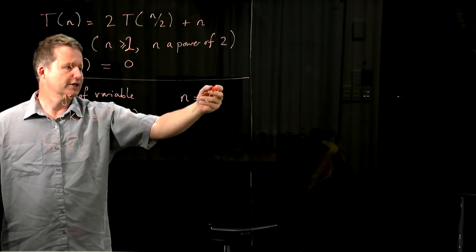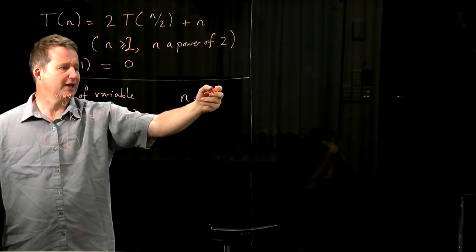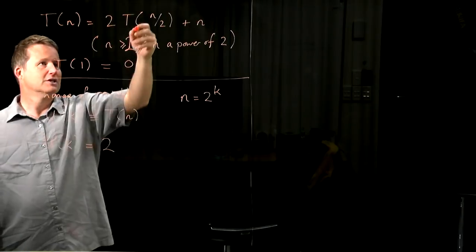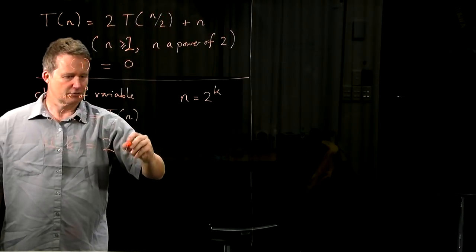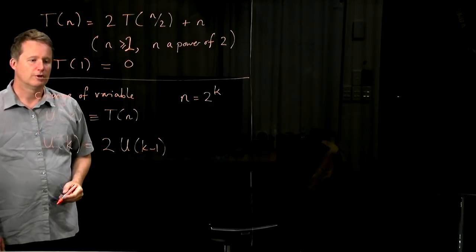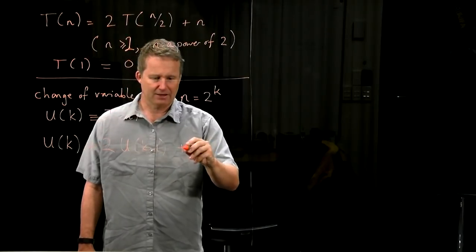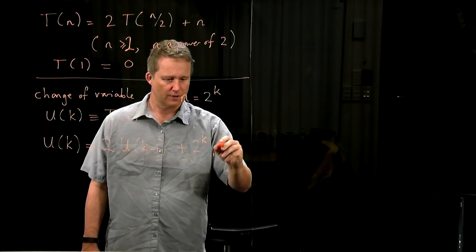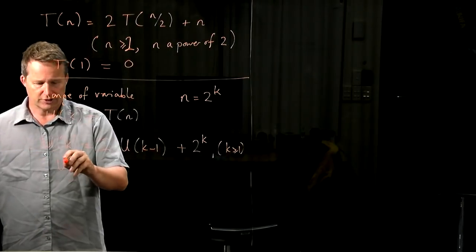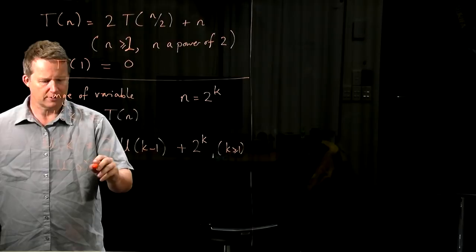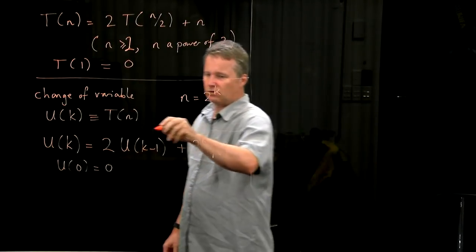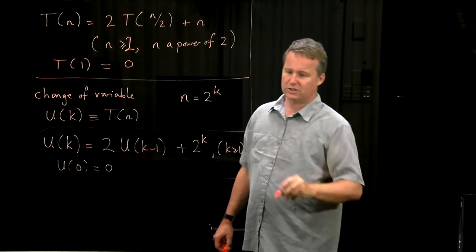Now, if n is 2 to the k, then n over 2 is 2 to the k divided by 2, which is 2 to the k minus 1. So this expression here can be just written u at k minus 1, because it's just 1 less power of 2. And then I'm going to add an n, which is 2 to the k. And this is true if k is greater than or equal to 1, and u of 0, which corresponds to T of 1, is equal to 0. So now I have this new recurrence, which is equivalent to the first one. Contains all the same information, it's just a change of variable.